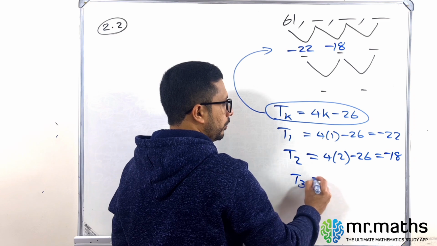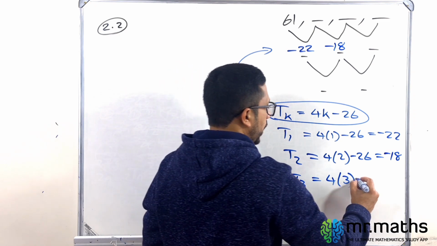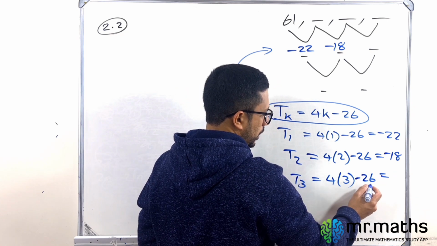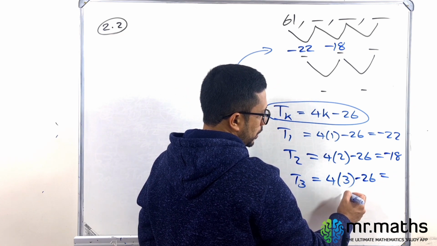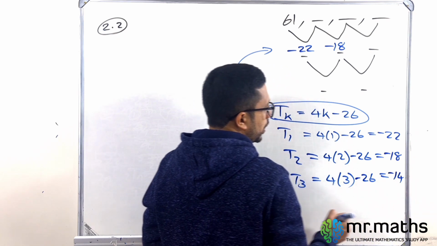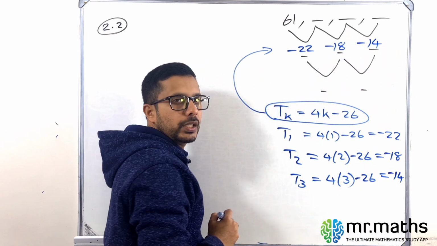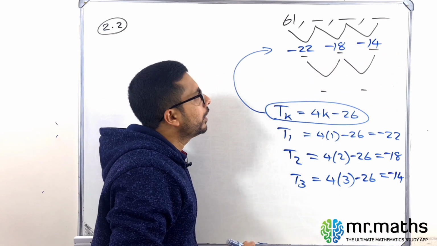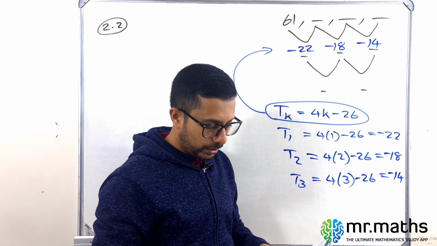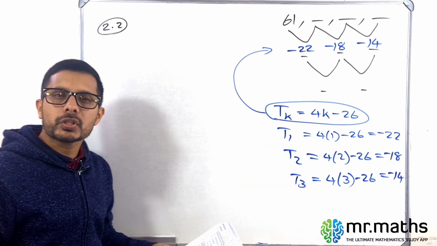To find the third term, similarly, you have to substitute the value of k as 3. So 4 times 3 is 12, 12 minus 26, so the answer is minus 14. So the third term is minus 14. Can you see that? Of course you can find the second difference. Do you want that one?